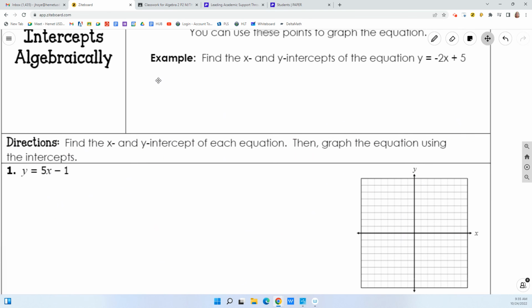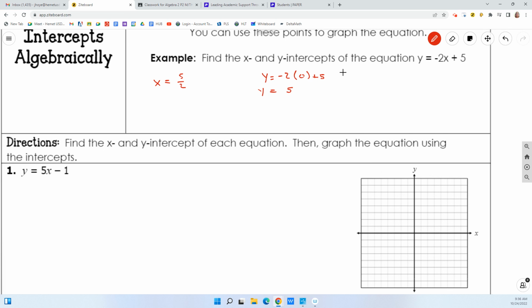We found our x, and our x was equal to 5 halves, right? Was it 5 halves or 2/5? It was 5 halves. And so we're finding our y now, so we're going to go y equals negative 2, and we're going to set our x equal to 0 this time, plus 5. Well, negative 2 times 0 is just 0. So we're going to be left with y equals 5.